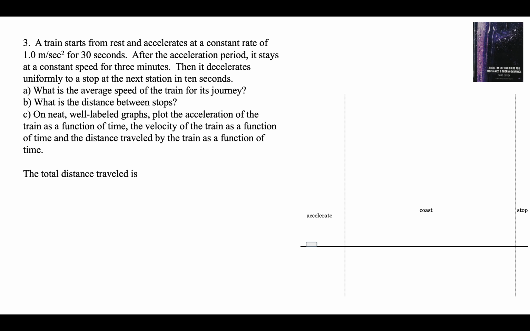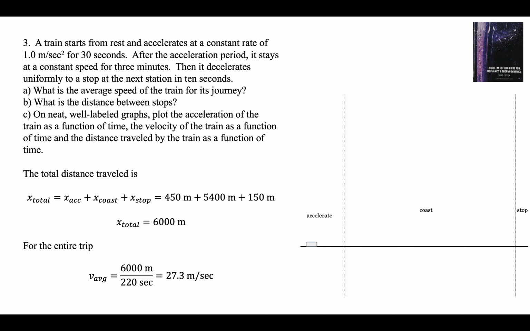The total distance is the distance for the acceleration, the distance for the coast, the distance for the stop. If we add all those up, we get 6,000 meters, which is actually the answer to part B. For the entire trip, the average speed is 6,000 divided by 220. Total distance divided by total time, 27.3 meters per second, and we're happy with that number.